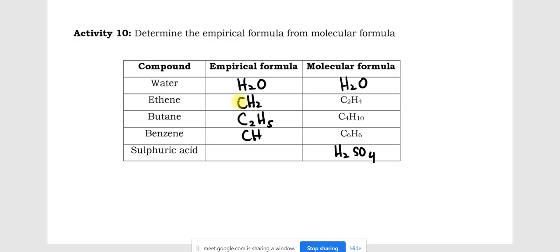It cannot be simplified, so you maintain the same. Okay? Good. Next.